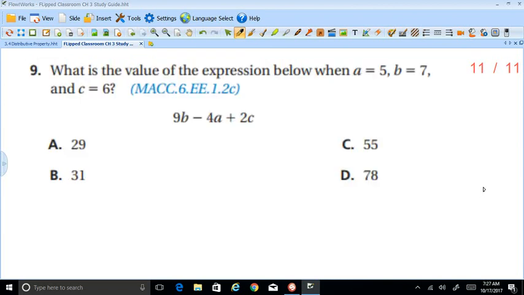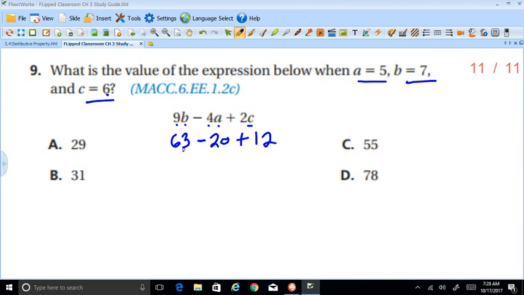Number 9, what is the value of the expression below? Again, here's A equals 5, B equals 7, C equals 6. So 9B, that means 9 times B. B is 7, 9 times 7, 63. Minus 4 times A. A is 5, 4 times 5, 20. Plus 2C, 2 times C, which is 6. 2 times 6 is 12.